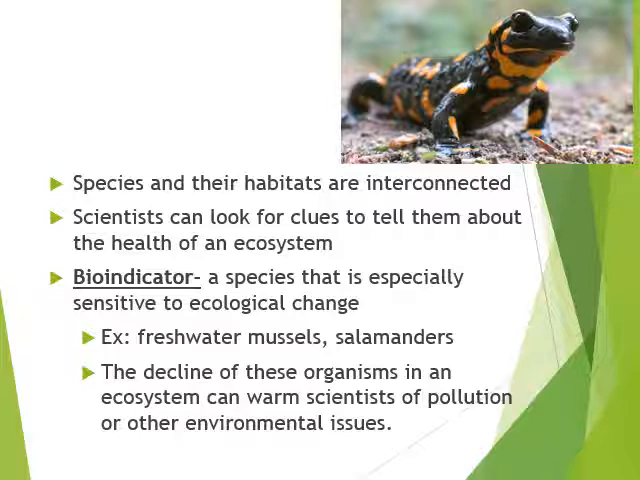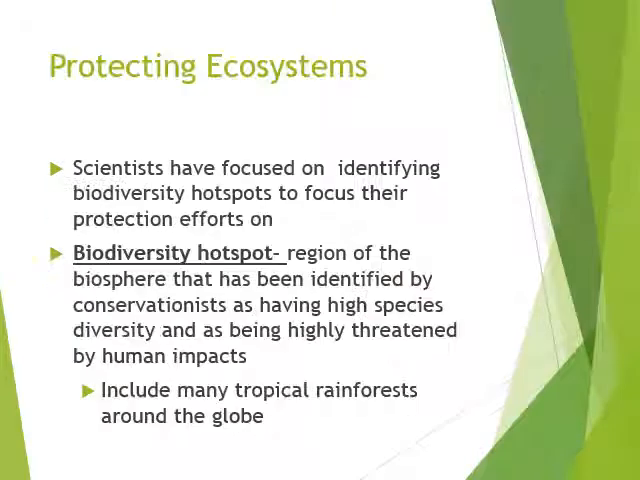Maybe we need to look at the water and see if something's being dumped into it that's starting to poison the salamanders. Maybe something's being released into the air. Other examples might include freshwater mussels in our area. So that's another type of organism that would be very sensitive to change. The decline of these organisms in an ecosystem can warn scientists of pollution and other environmental issues.